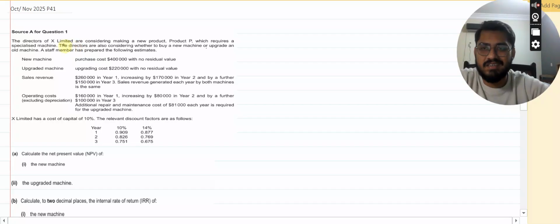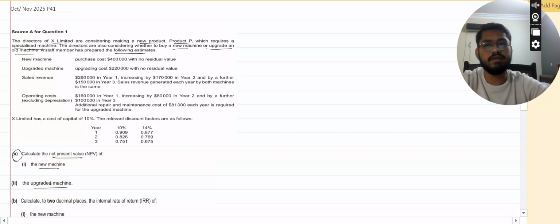So over here it says that the directors of X Limited are considering making a new product P, which requires a specialized machine. The directors are also considering whether to buy a new machine or to upgrade an old machine. A staff member has prepared the following estimates. And the requirements: we are expected to calculate the net present values of the new machine and the upgraded machine. So let's read the data and try to complete the NPV for the new machine and the upgraded one.